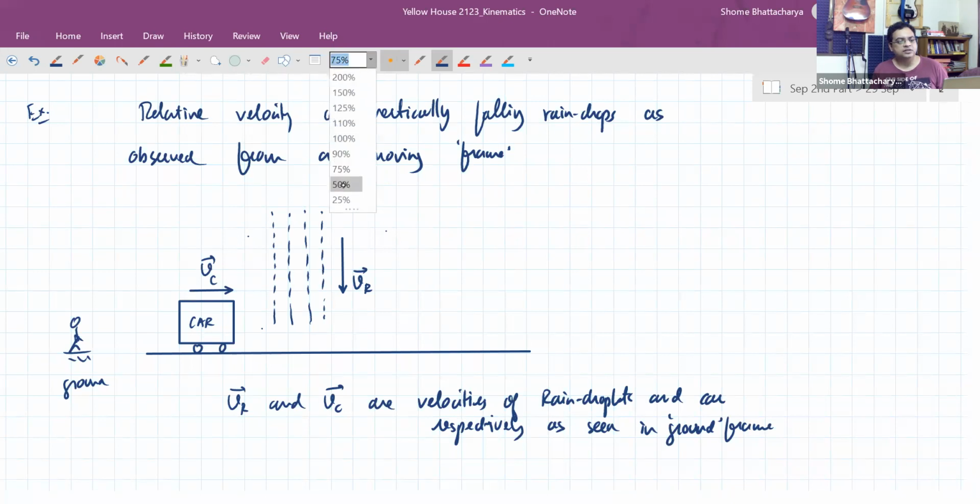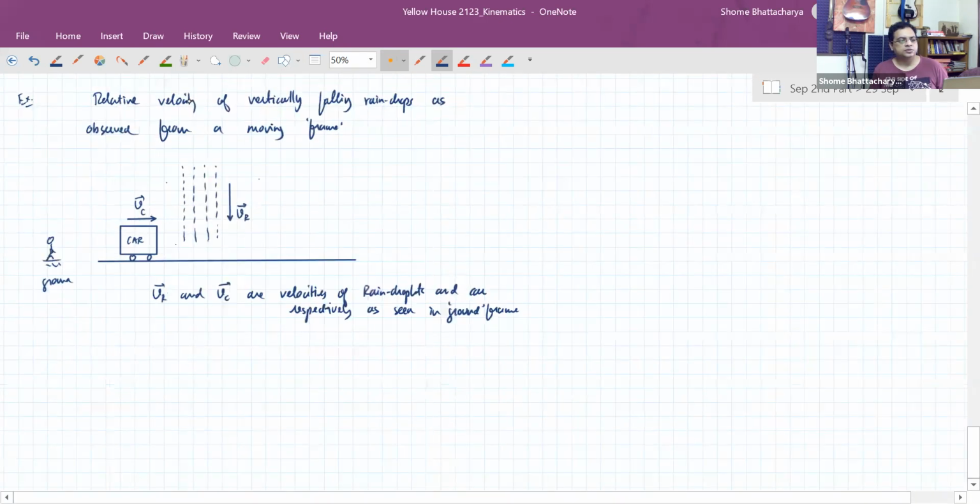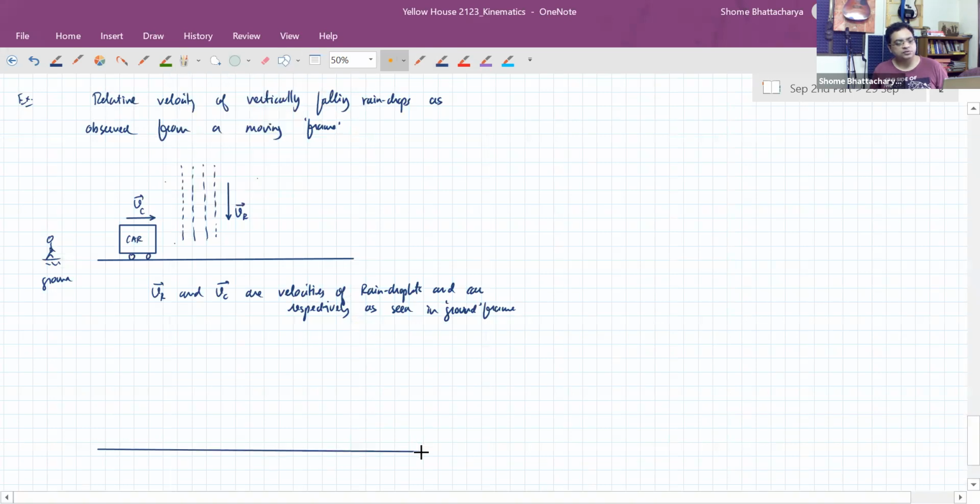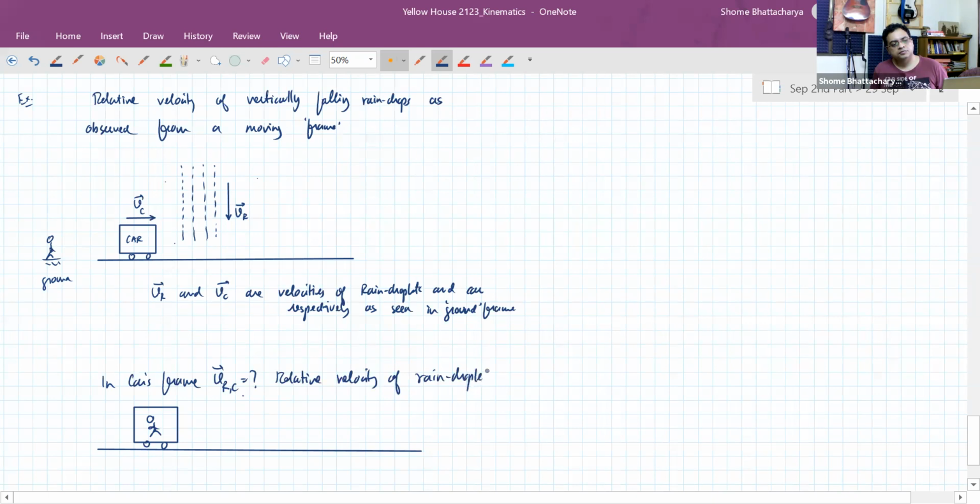So now if we change our reference frame so that we are observing this situation from the point of view of the observer who's inside the car, then what velocity does the rain appear to have? Therefore, in the car's frame, the relative velocity of the rain droplets is how much? That is what we want to calculate.